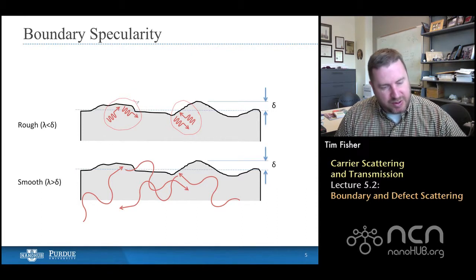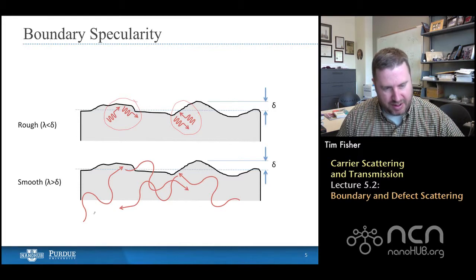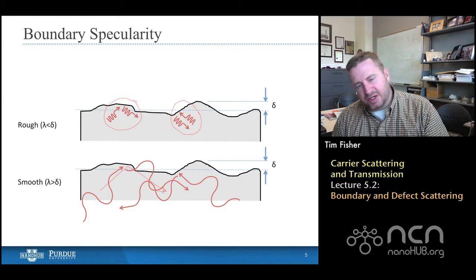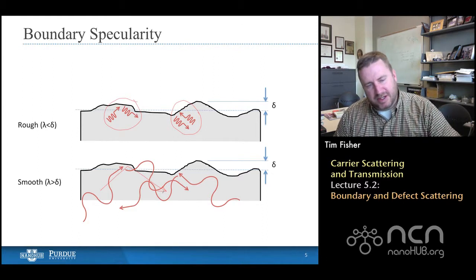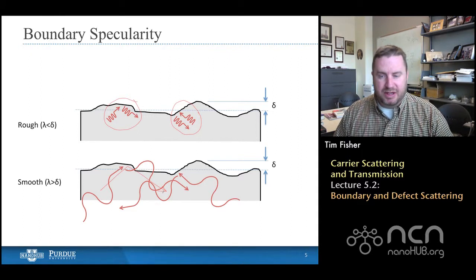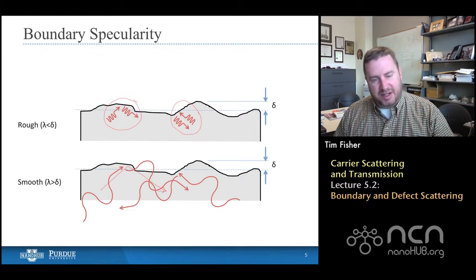However, if we have a smooth surface down in the bottom, the carriers generally, if they have a very long wavelength relative to surface roughness, will come in and bounce off, and they'll maintain more or less their momentum in the direction of interest here. That is the direction that is parallel to the boundary. And so we have less impedance, or resistance, I should say, to heat flow. And in this case, if we have smooth boundaries, then generally speaking, we'll have higher thermal conductivity.